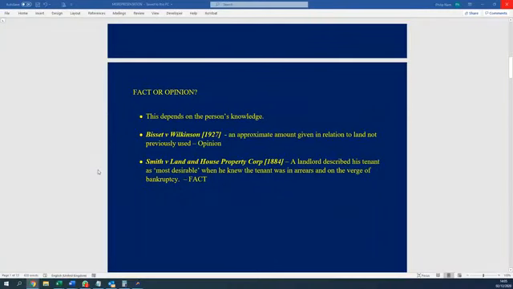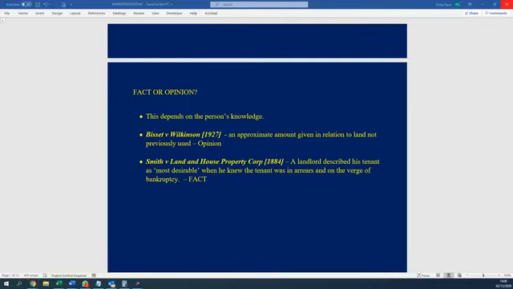So what is a fact? What is opinion? Well, that depends on the person's knowledge. There's two cases, quite old. Case of Bissett and Wilkinson, 1927, where the seller of land, which was farmland that had never been used before to graze sheep, said it takes about 2,000 sheep on the field, but that was false. But as the land had not been used before, that was only an opinion.